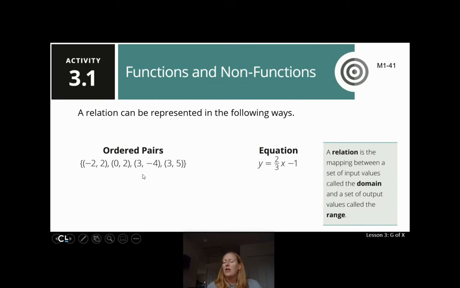Another way that you can express a relation is by using an equation, right? y = 2/3 x - 1. I plug in for x and I get a 1 out of it. So my input, my output, my domain, my range, all that good stuff.